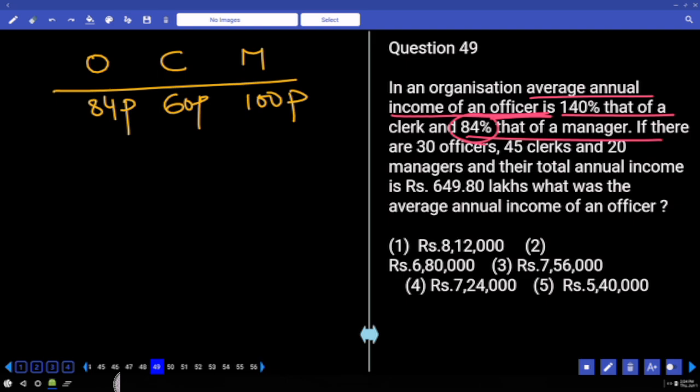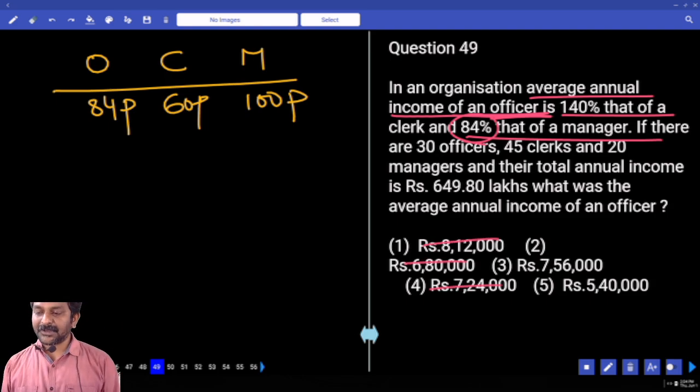Second option? No. Third option? Yes. Fourth option? Fifth option? Yes. How many options are there? 2 options. 84 is a 7 multiple also. Is your third option a 7 multiple? Come on. Is your fifth option a 7 multiple? Eliminate the third. Final answer.